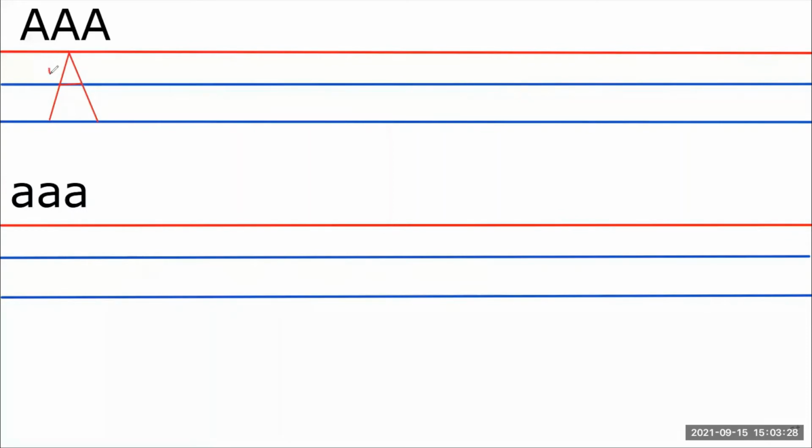So this is number 1, you draw a line down. Number 2, draw another line down, and from the middle, you can attach both lines or cross both lines with a third one. So this is how you write the A.